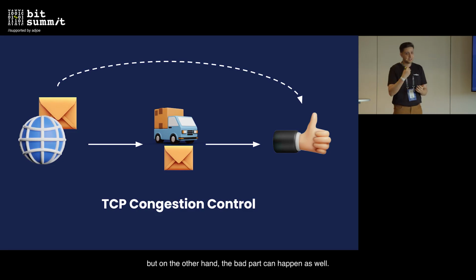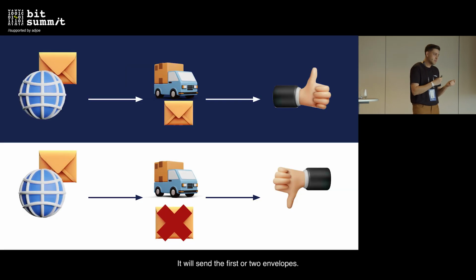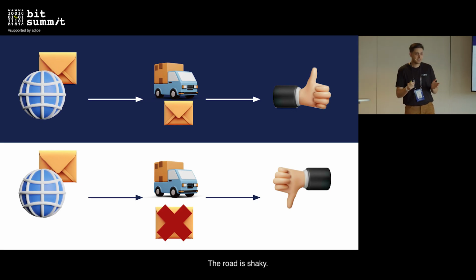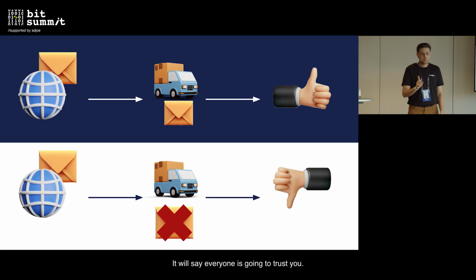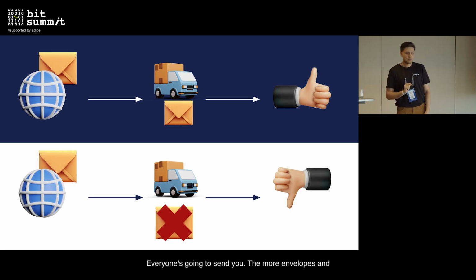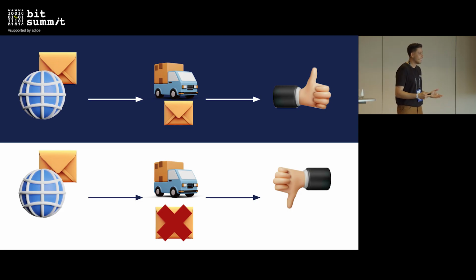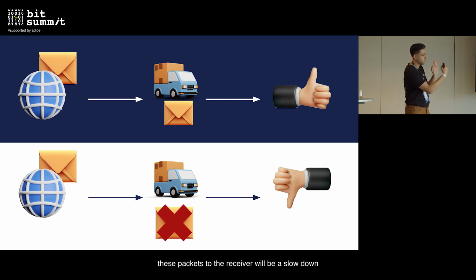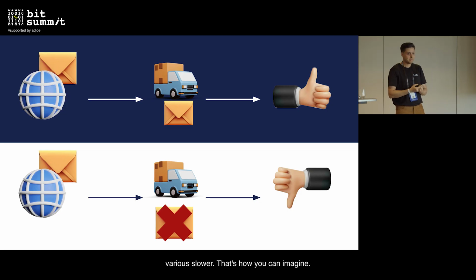But on the other hand, the bad part can happen as well. It will send the first 1 or 2 envelopes. One of them will be lost on the road. The road is shaky. It will say, I won't trust you, I won't send you more envelopes. And the process of shipping these packets to the receiver will be slowed down, way slower than you can imagine.